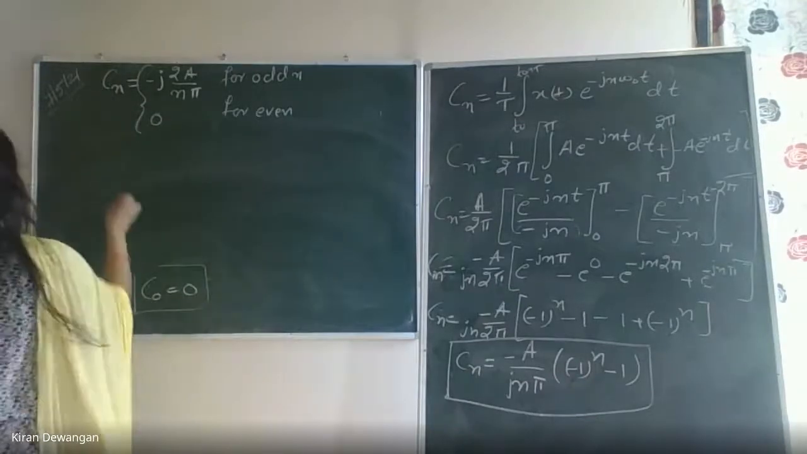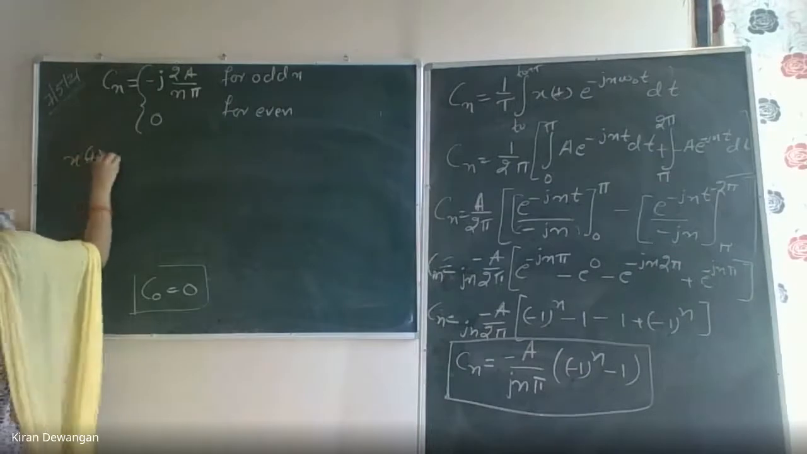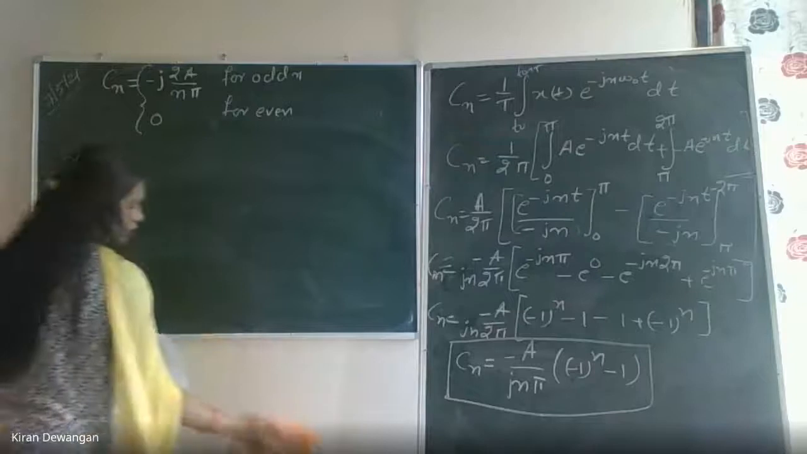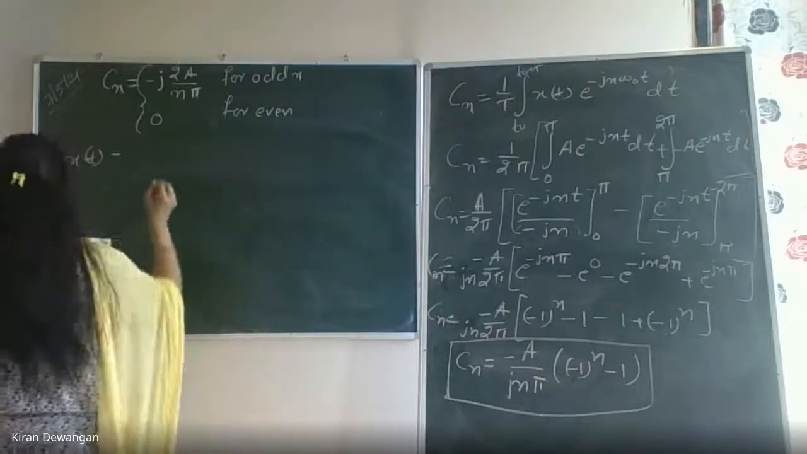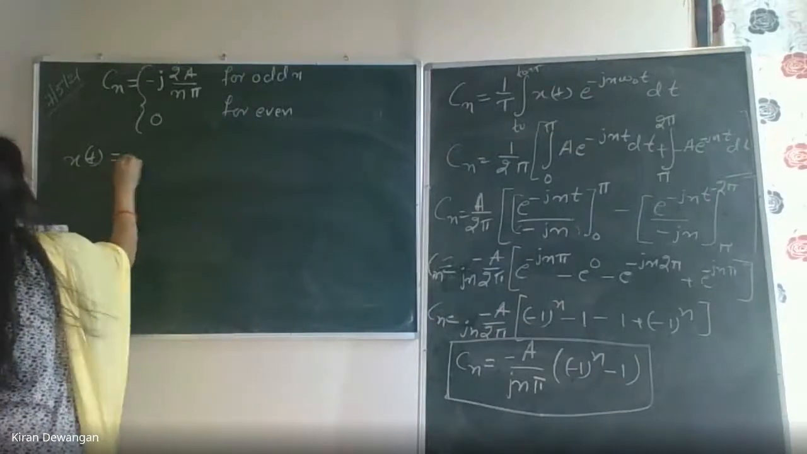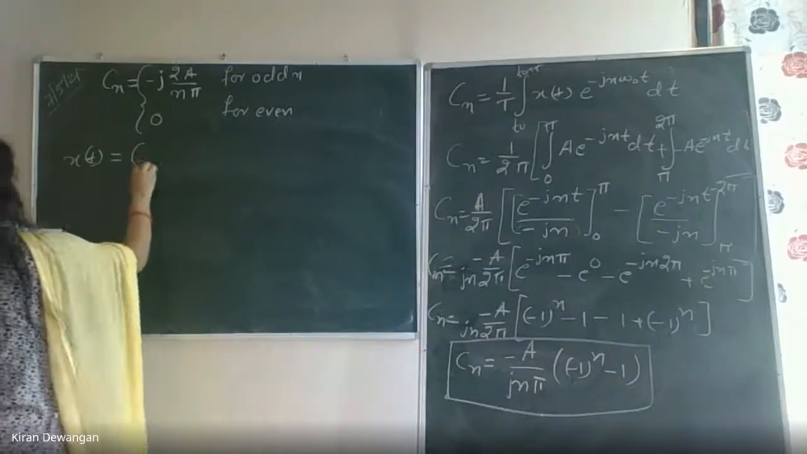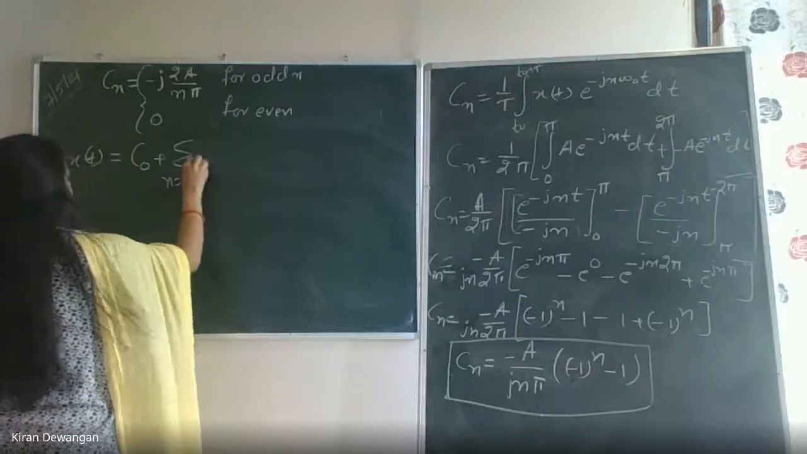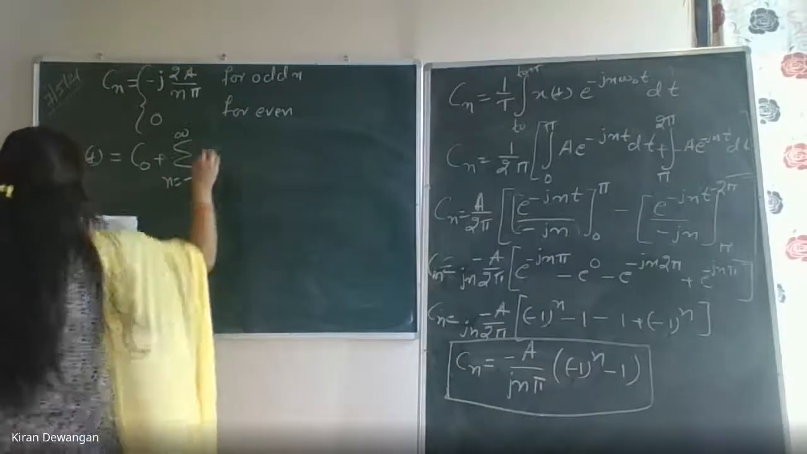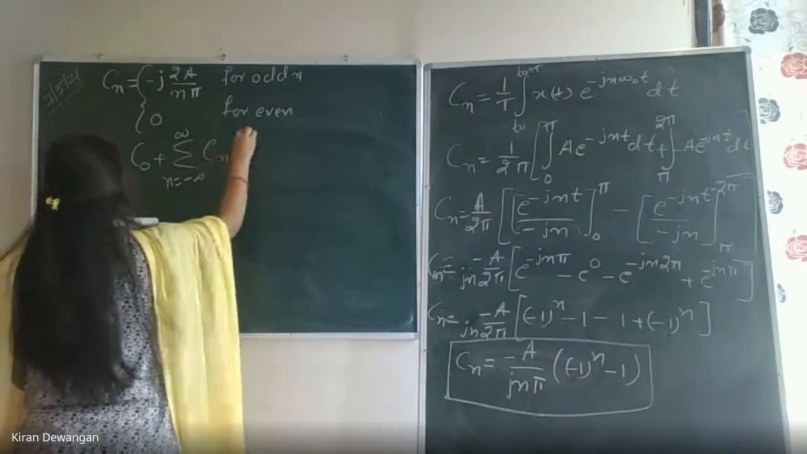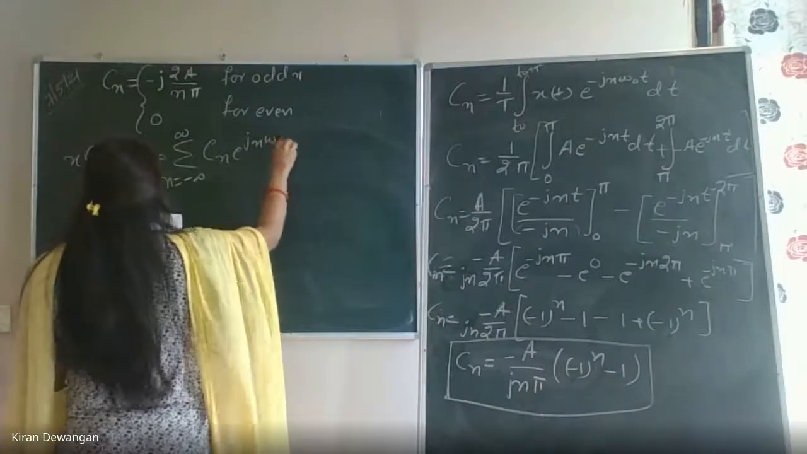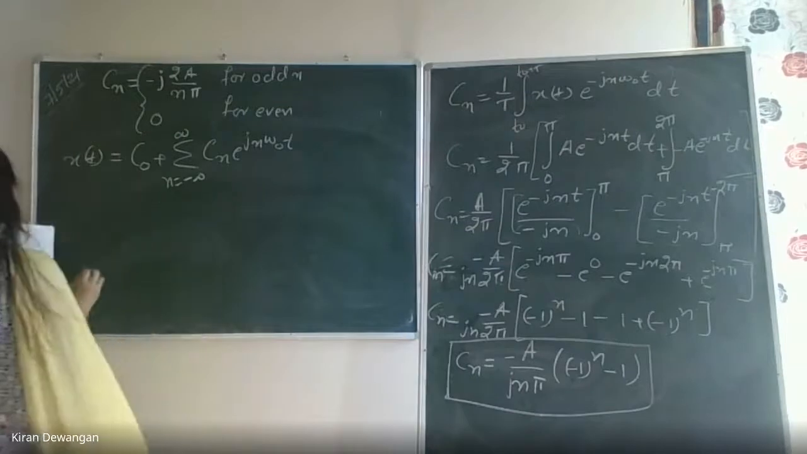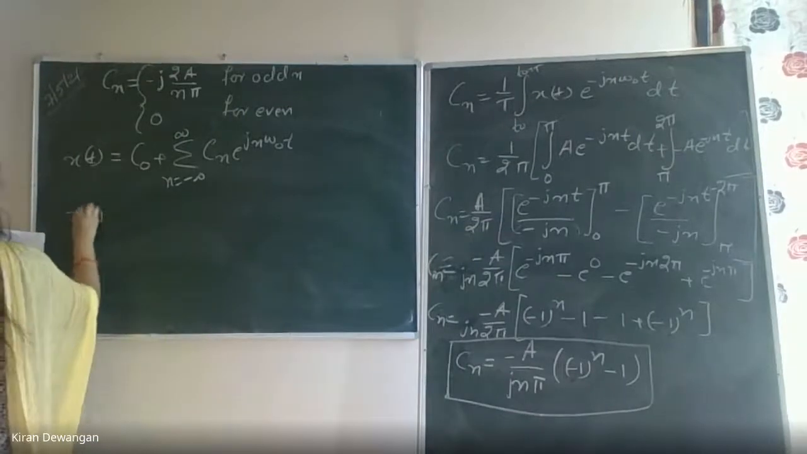Now we can write our x of t. Since C0 is 0, we don't have to worry about C0. Then accordingly we can write. Now actually the formula for x of t is C0 plus summation n from minus infinity to infinity of Cn e to the power jn omega naught t. This is the formula.